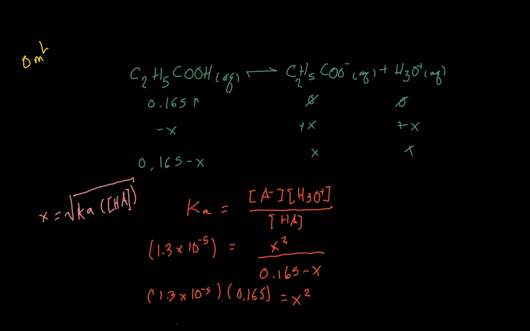And so we can solve for x then as the square root. Actually, let's move all this over here because I can tell I'm running out of space. So x is equal to, there we go. x is equal to the square root of 1.3 times 10 to the negative 5, multiplied by 0.165.